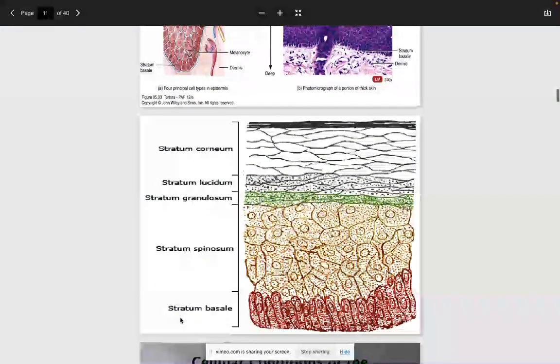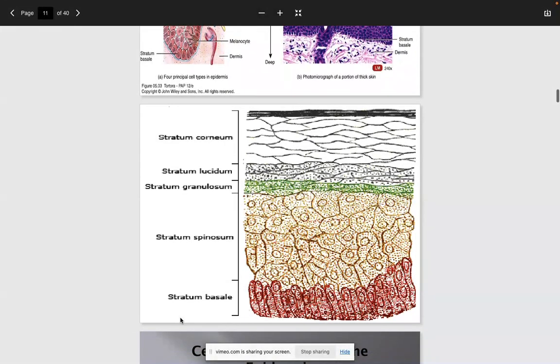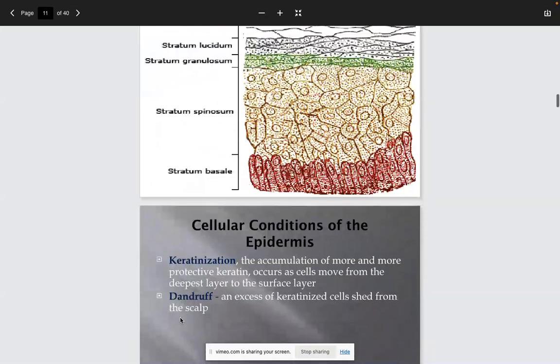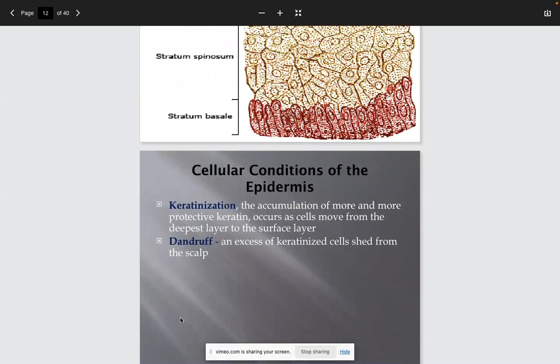This is, again, just another picture for your illustrative purposes. You guys can see this here. I'm not going to belabor this too much. So, cellular conditions of the epidermis. Some things that we can deal with are keratinization and dandruff. Dandruff is just an excess of keratinized cells shed from the scalp. So this is just shedding of scalp cells.